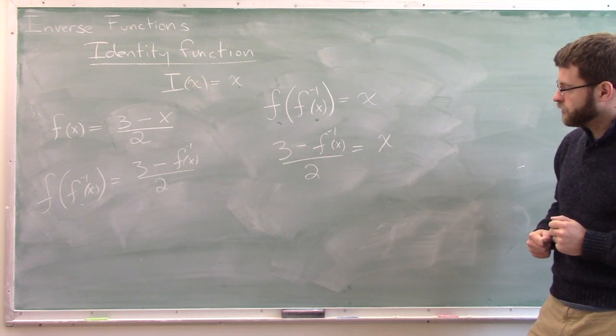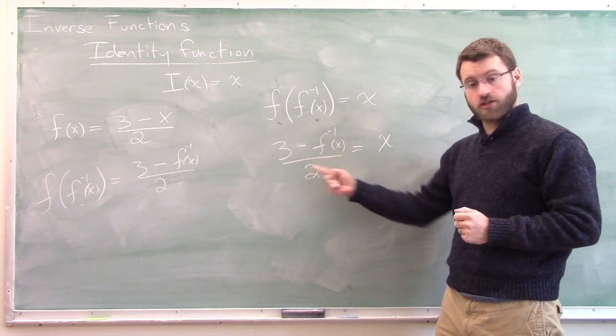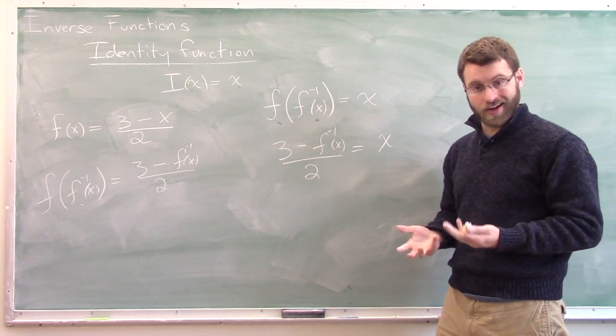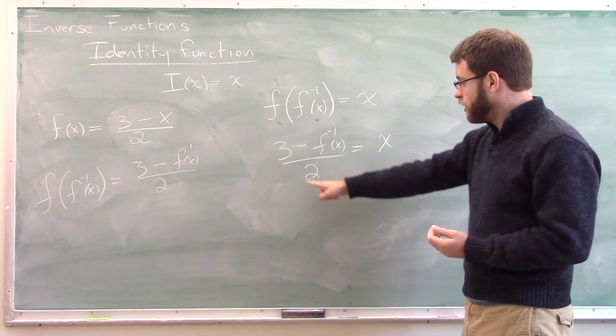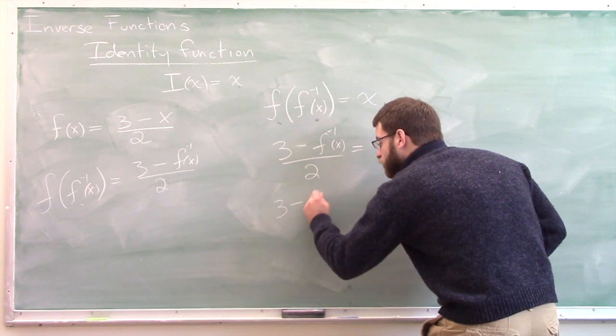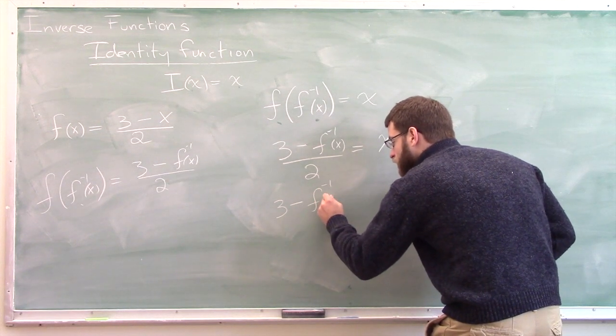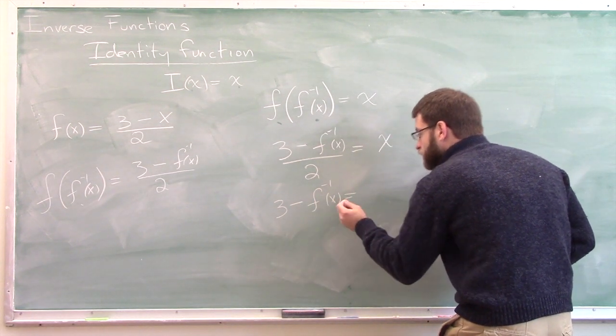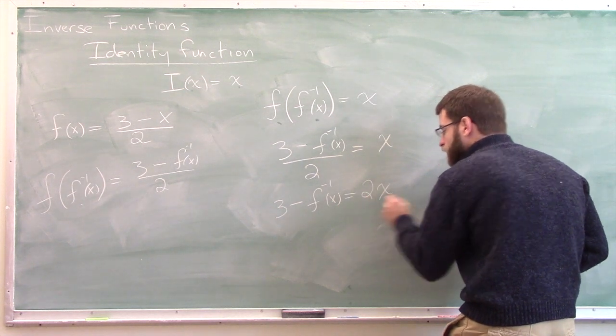Okay? Now, I'm just going to go ahead and solve this equation for f inverse. I'm going to isolate it on one side of the equation. So multiply both sides by 2, giving me 3 minus f inverse of x is equal to 2x.